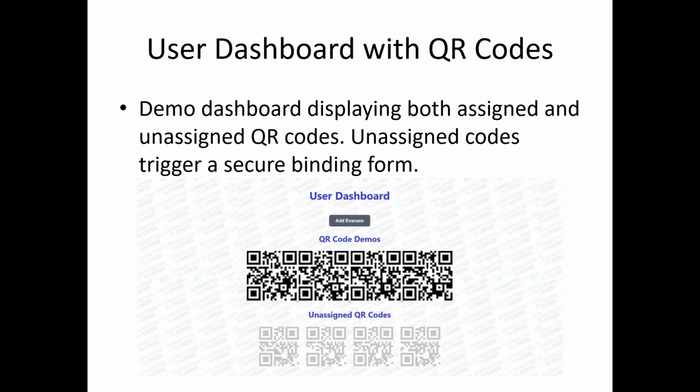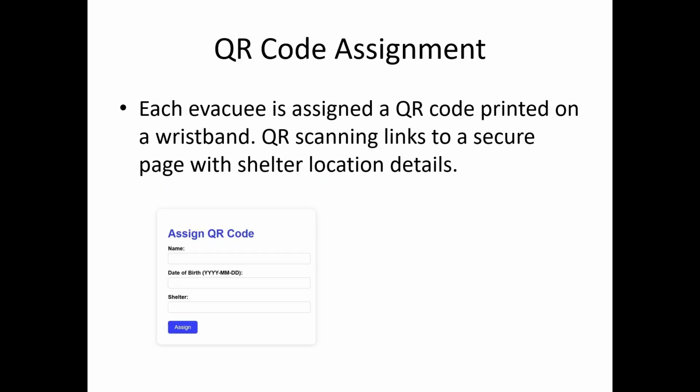There's a user dashboard with QR codes. There's a demo dashboard that displays both assigned and unassigned QR codes. Unassigned codes trigger a secure binding form. Evacuee is assigned a QR code printed on a wristband. QR scanning links to a secure page with shelter location details.